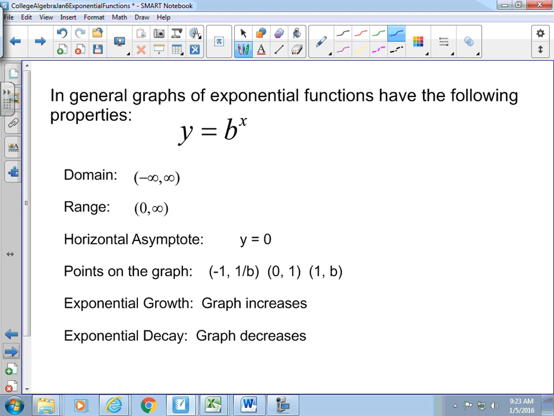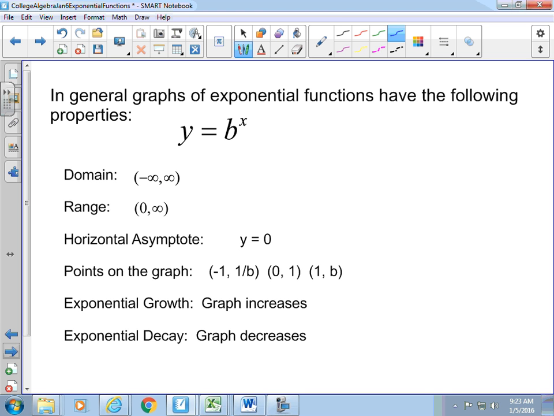Before we do that, this is some general characteristics of an exponential graph. First of all, we need to talk about what an exponential function is. An exponential function is one where the exponent is a variable. Up until this point, all the functions we've looked at, the variable has been the base: x squared, x cubed. We've looked at a lot of different polynomials. But we haven't looked at any functions where the variable was in the exponent, and that's what an exponential function is. So y equals b to the x, where b is a number and x is the variable.